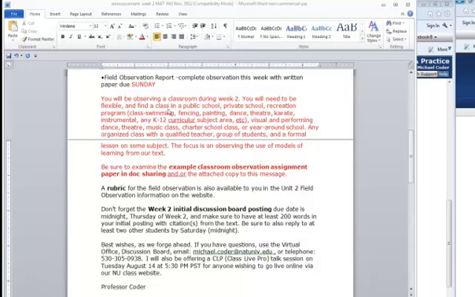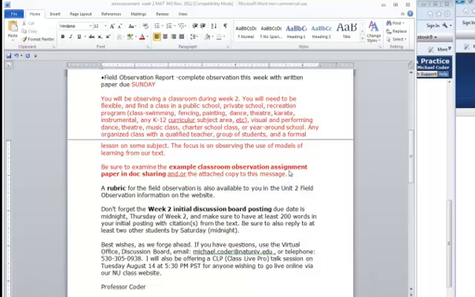In your observation, you'll need to be flexible. Find a class in a public school, private school, or recreation program: fencing, painting, dancing, theater, karate, any K-12 curricular subject area, visual and performing arts, dance, music class, charter school classes, year-round school, any organized class with a qualified teacher and a group of students, and a formal lesson on a subject. The focus is on observing the use of the models. Now, this is not the families, but the models themselves within the families of learning from our text.